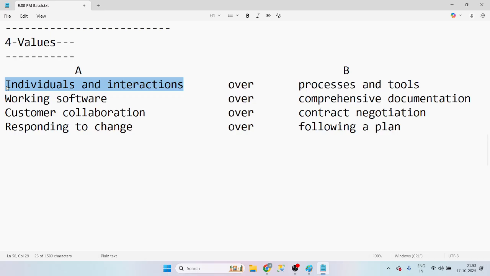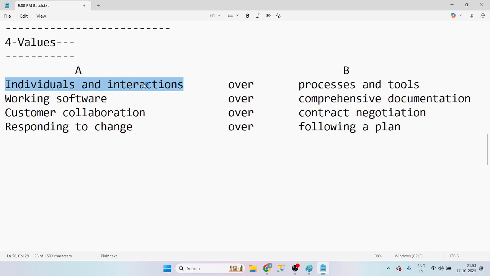See, we should have more priority to A than B. Individuals in the sense, the person, the employee. Individual person or interaction person. If they are not getting any respect in the organization, what is the use of working overtime? Right?